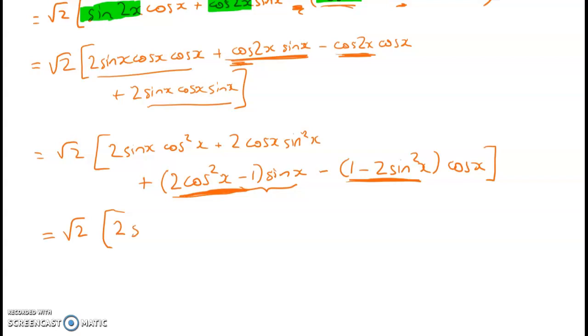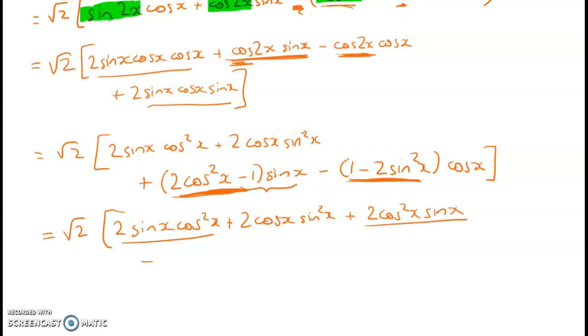So in here we've got 2 sine x cos squared x plus 2 cos x sine squared x plus 2 cos squared x sine x. So that's looking really good because that's going to match up to give me 4 of those. Minus sine x minus cos x plus 2 sine squared x cos x.